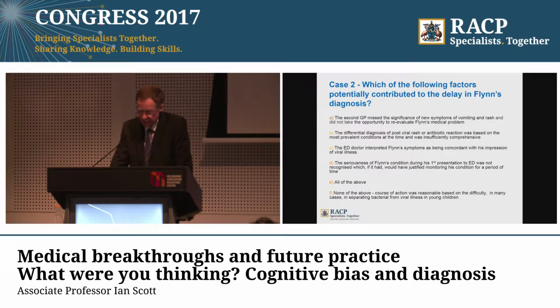The ED doctor interpreted Flynn's symptoms as being concordant with his impression of viral illness. The seriousness of Flynn's condition during his first presentation to ED was not recognised, which, if it had been, may have justified monitoring his condition, at least for a period of time. E, all of the above, or none of the above. The course of action was reasonable based on the difficulty, in many cases, in separating bacterial from viral illness in young children. All right, so would you like to vote on A to F on that question?